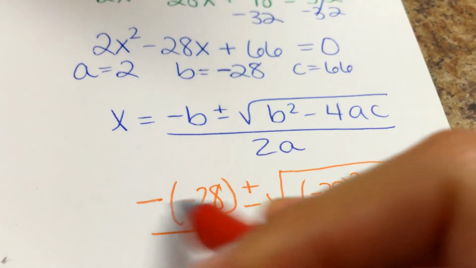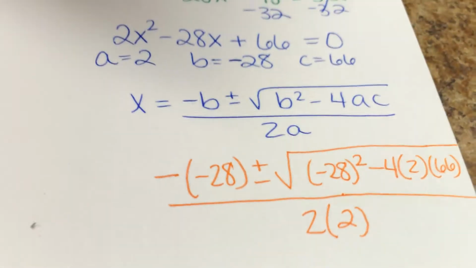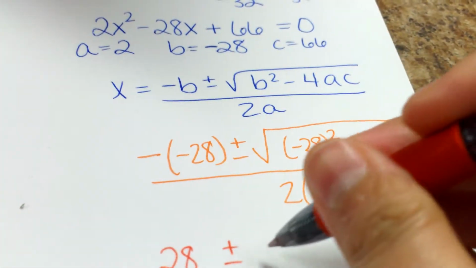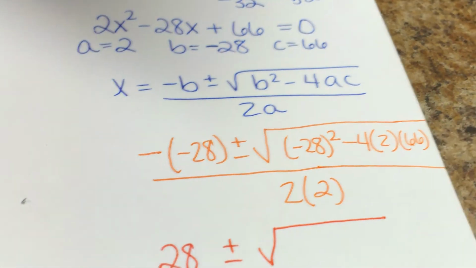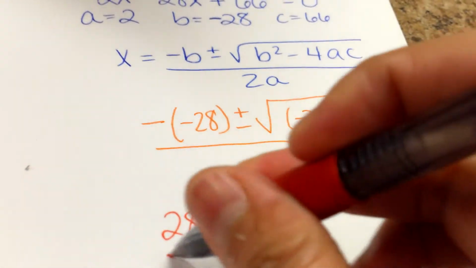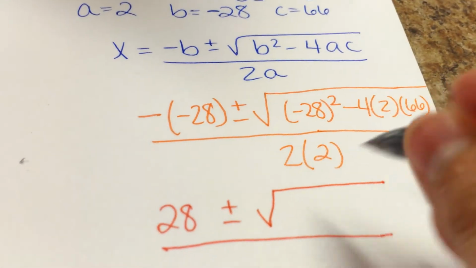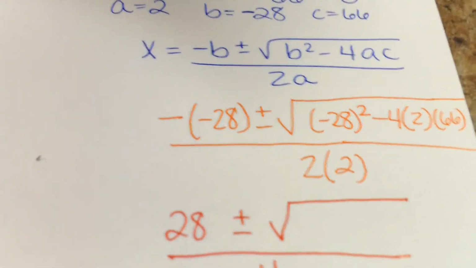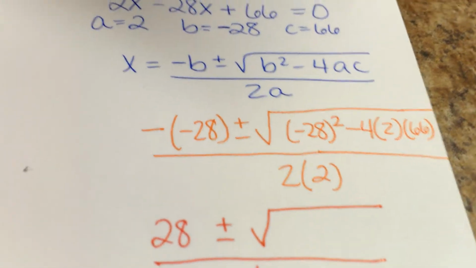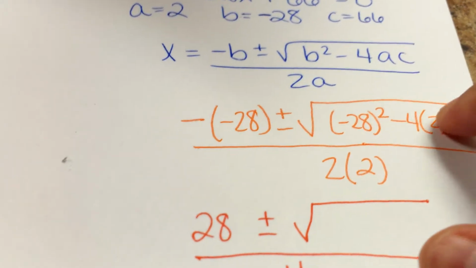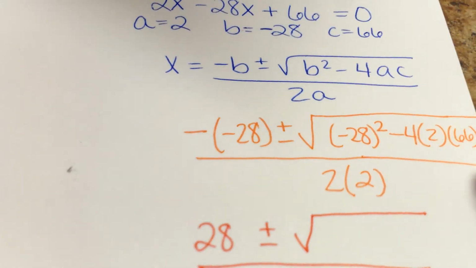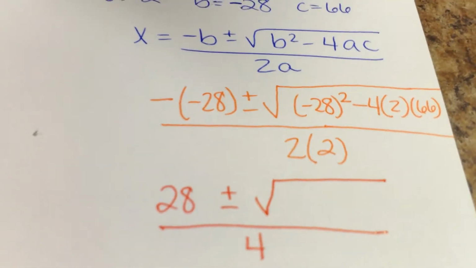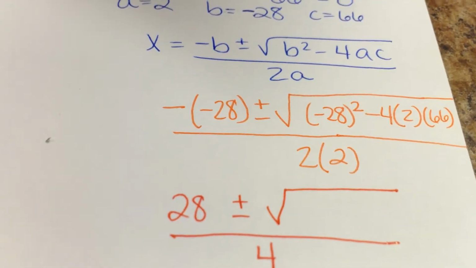So here, what happens? Two negatives become a positive. So you have 28 plus or minus. We're going to figure out what the inside of the square root is, all over 2 times 2 is 4. Okay, so we're going to plug in the discriminant. This is called the discriminant, by the way. The discriminant tells you whether it has 2 zeros, 1 zero, or no zeros. So we're going to plug in the discriminant.